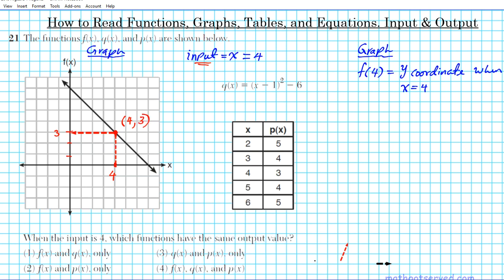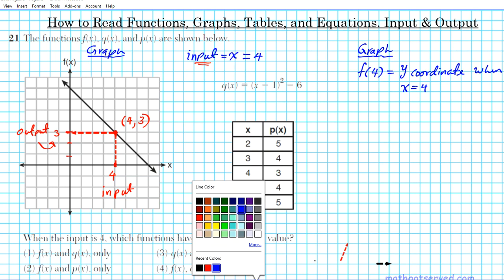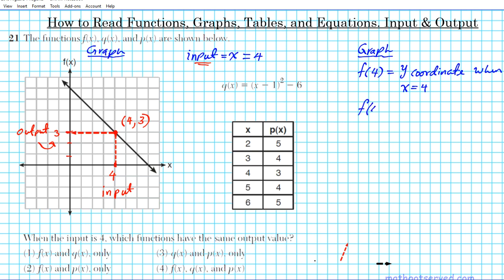So the question is, what is the output when the input is 4? 4 represents the input, and the output is the y coordinate that's associated with it. So this is your output value, which is 3. From this graph, we can clearly see that f of 4 is equal to 3.